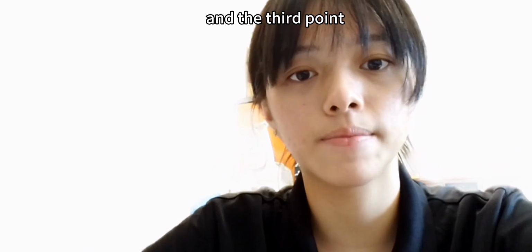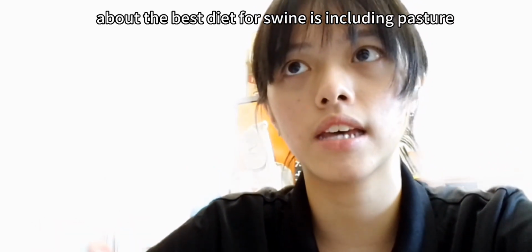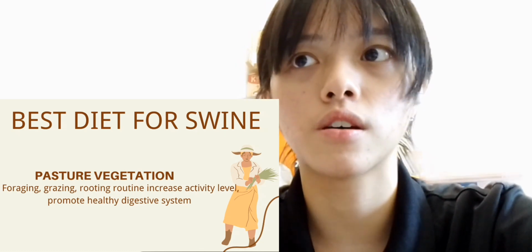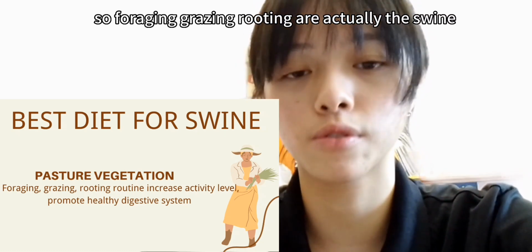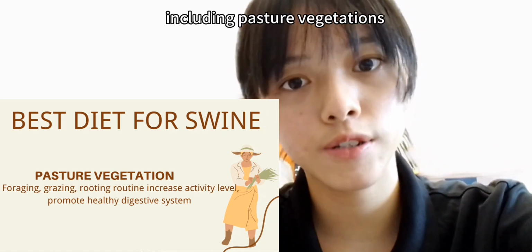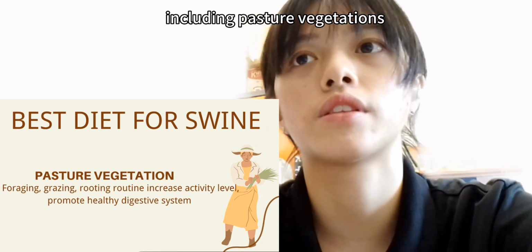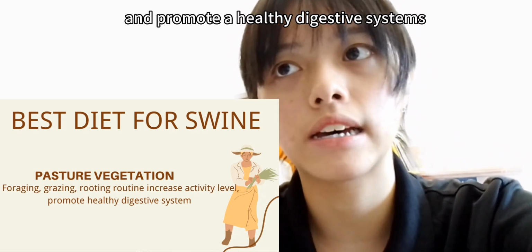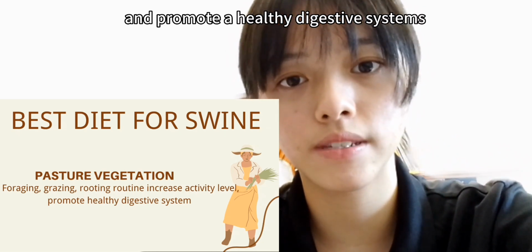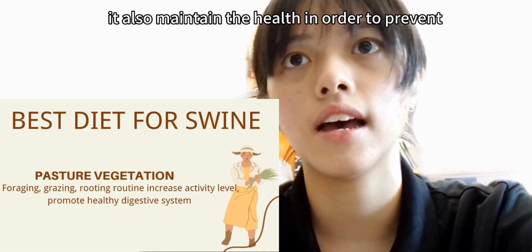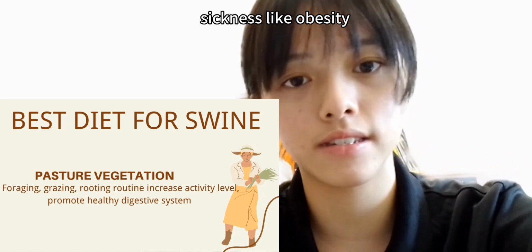And the third point about the best diet for swine is including pasture vegetation as well. Foraging, grazing, rooting are actually the swine natural behavior. Including pasture vegetations could help them to increase their activity level and to promote healthy digestive systems. It also maintains their health in order to prevent sickness like obesity.